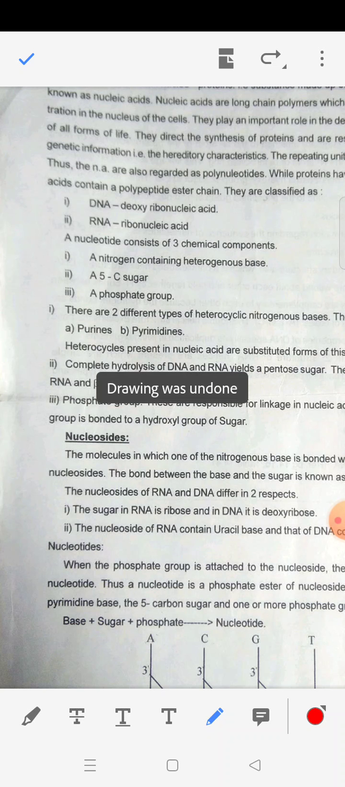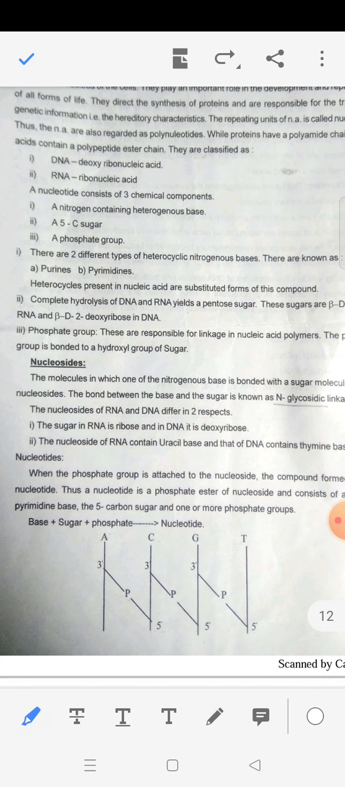Now in DNA you have ATGC pairing, that means adenine, thymine, guanine, cytosine, and in RNA, instead of thymine you have uracil. That is very important and very often asked in the exam. What is the difference between DNA and RNA in terms of nitrogenous bases? Heterocycles present in nucleic acids are substituted forms of this compound. Complete hydrolysis of DNA and RNA yields a pentose sugar. Ribose is a 5-membered ring sugar, so that's why we call it pentose sugar.